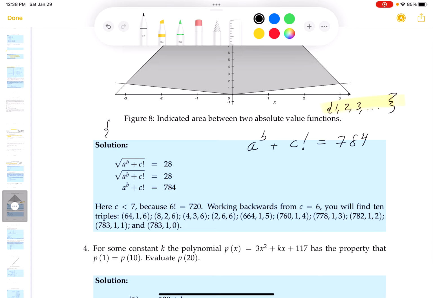I'm going to say 1 would work. When I say work, it's a reasonable number because 1 factorial is 1. 2 might work, and 2 factorial is 2. 3 might work, and 3 factorial is 6. 4 factorial is 24. 5 factorial is 120. 6 factorial would be 6 times 120, which is 720. Wow, you're getting really close to 784. So I'm going to say I would never go beyond 6.